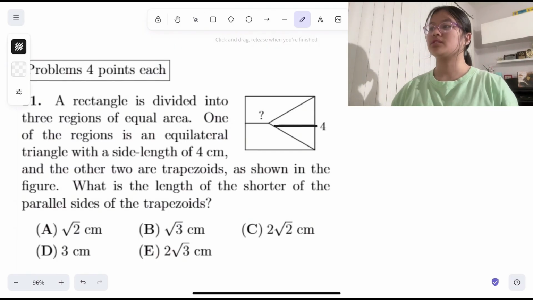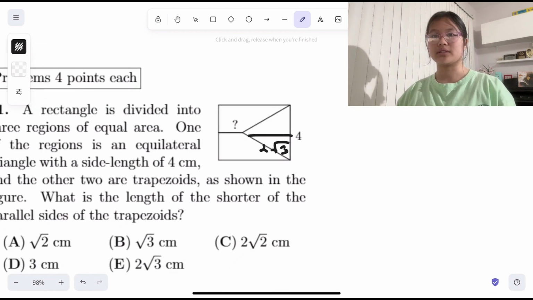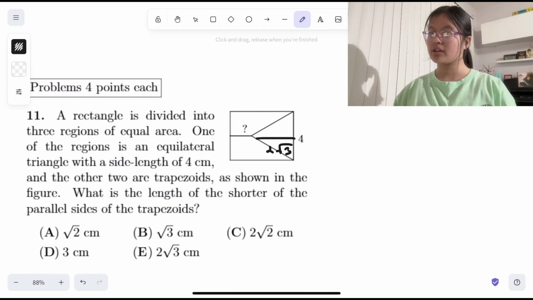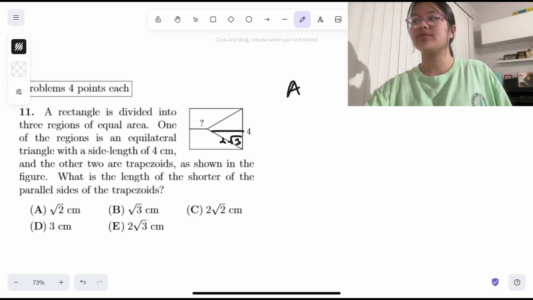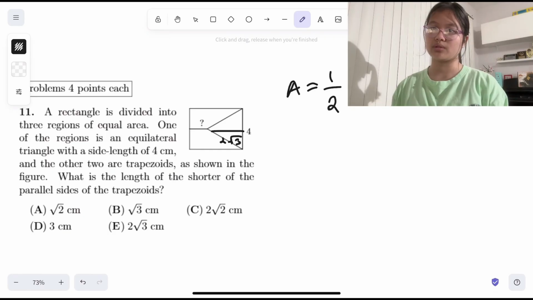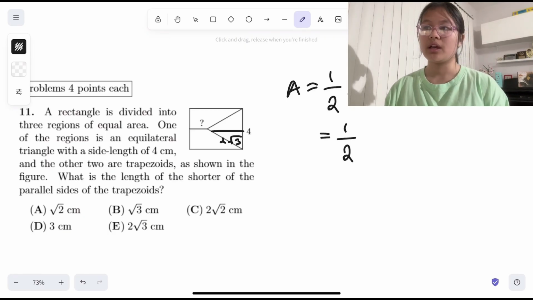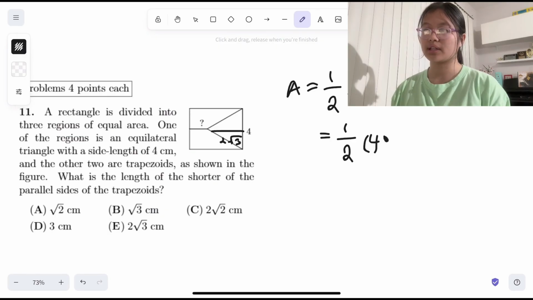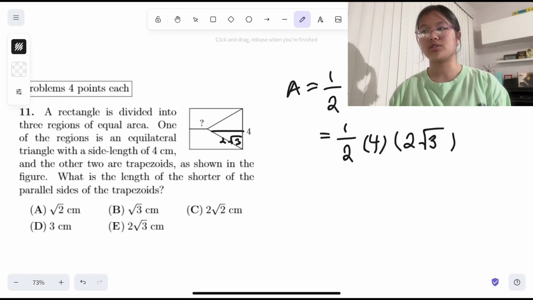Alright, because the triangle is equilateral, its altitude is 2/3. We know that because of theorem. So now, what we can do is we can find the area of the triangle. That is 1/2 base times height. So it's 1/2 times 4 times what we just found, which is 2/3.